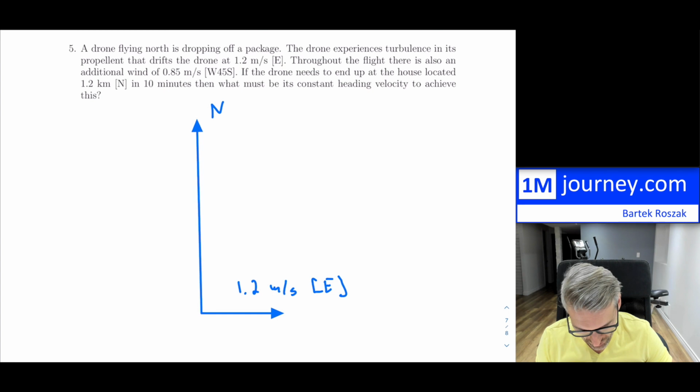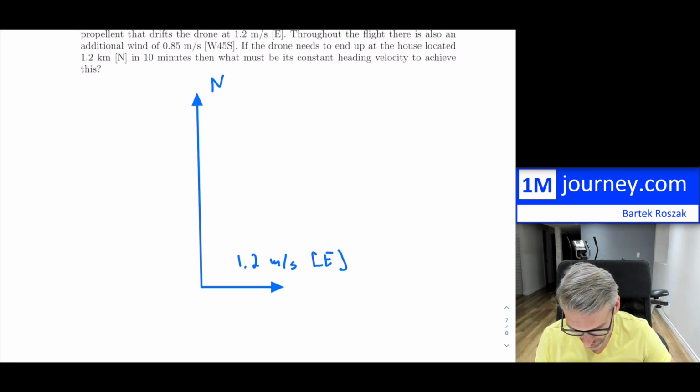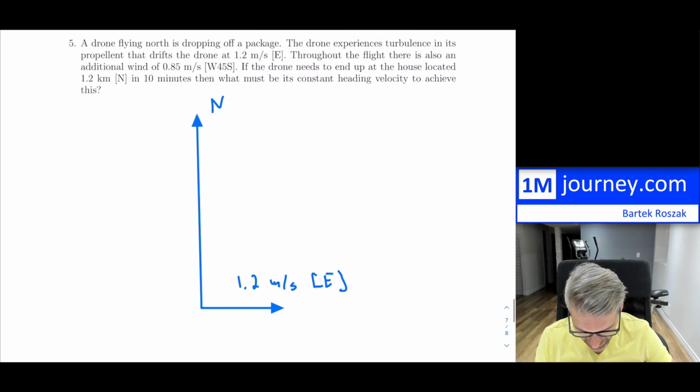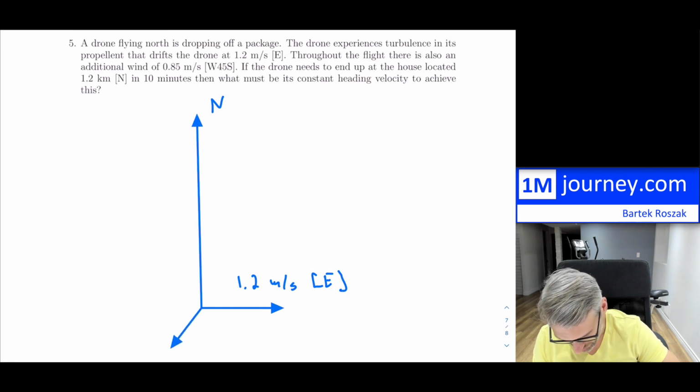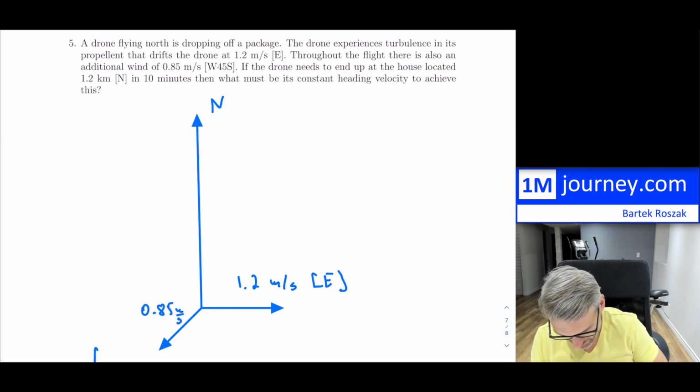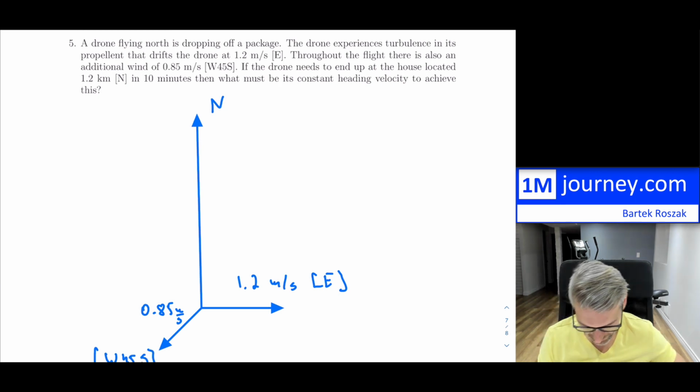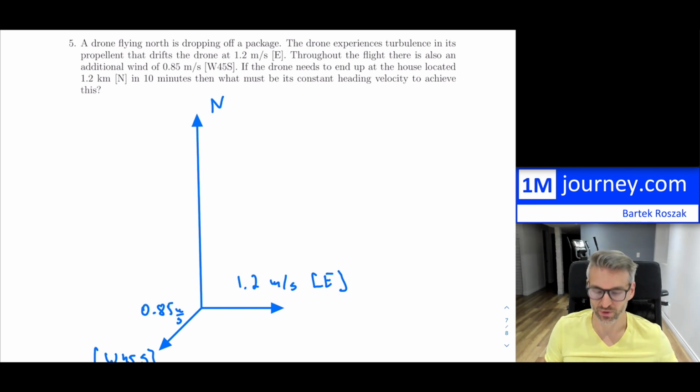And then throughout the flight, there is also an additional wind of 0.85 meters per second, and this is west 45 south, so kind of in this direction right there. If the drone needs to end up at the house located 1.2 kilometers away in 10 minutes, then what must be its constant heading velocity to achieve this?